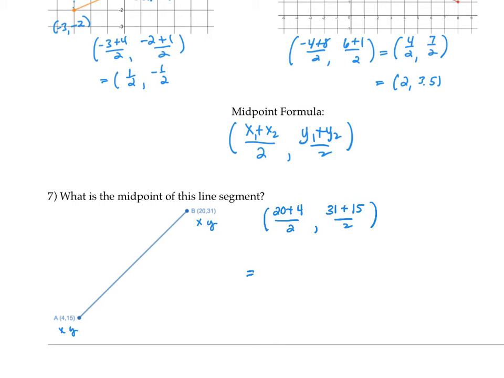In this case, we wouldn't really want to graph it on graph paper and have to do it by counting. So 20 plus 4 is 24 over 2. 31 plus 15 is 46 divided by 2. Take and divide. We end up with the point 12, 23.